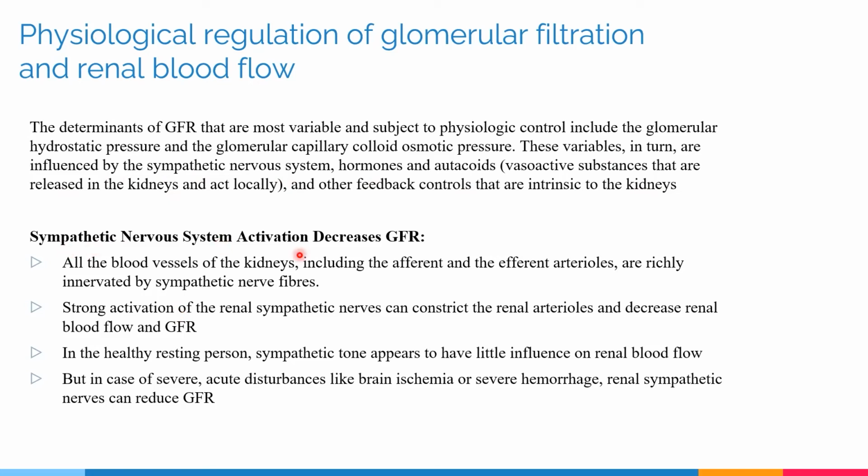The sympathetic nervous system activation decreases GFR. All blood vessels of the kidneys, including afferent and efferent arterioles, are richly innervated by the sympathetic nervous system. Strong activation of renal sympathetic nerves can constrict the renal arterioles and decrease renal blood flow and GFR. In a healthy resting person, sympathetic tone appears to have little influence on renal blood flow. But in case of severe acute disturbances like brain ischemia or severe hemorrhage, the renal sympathetic nerves can reduce GFR.